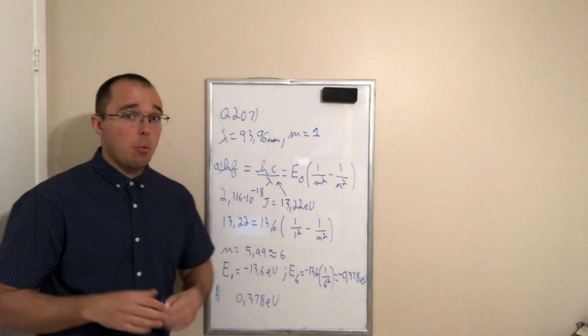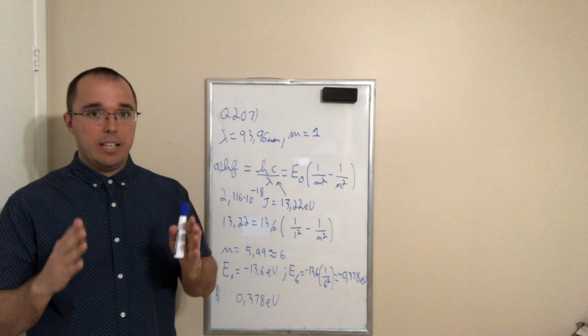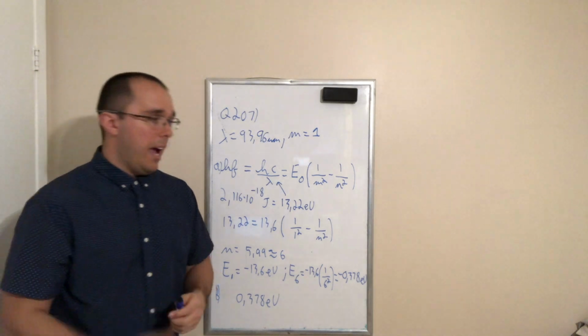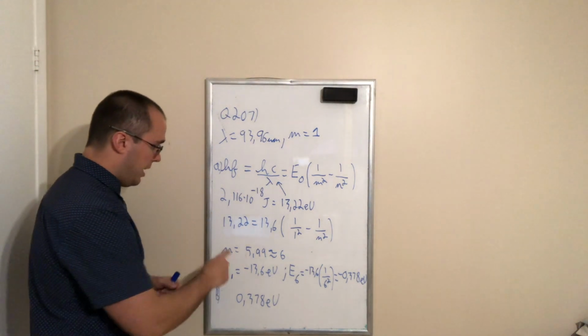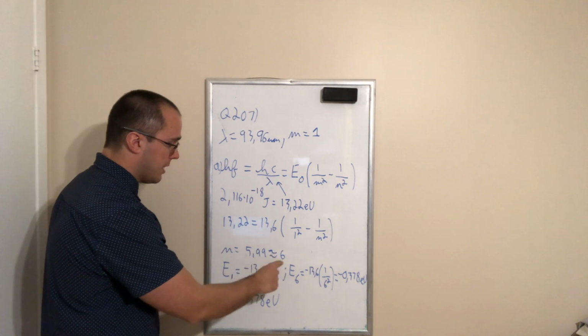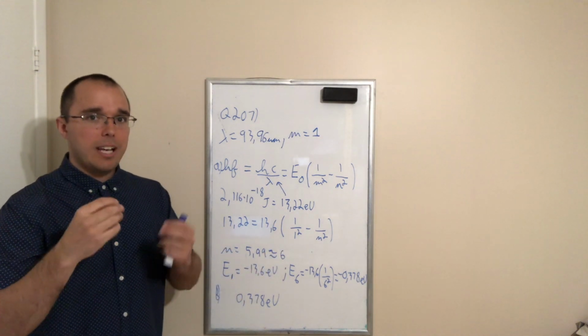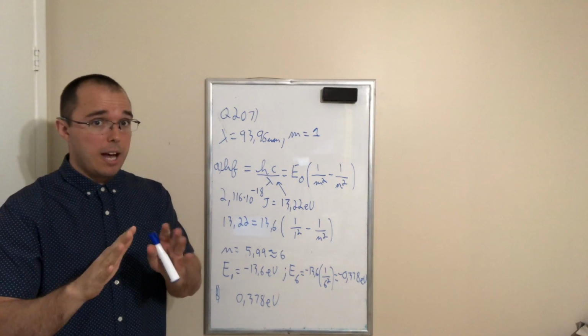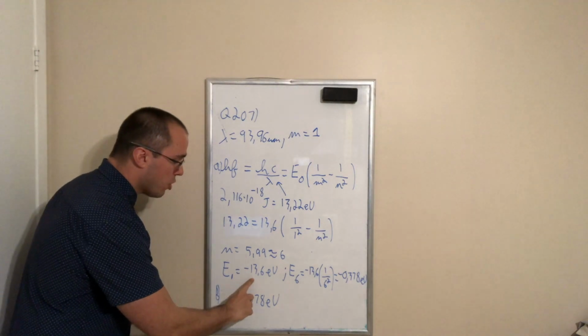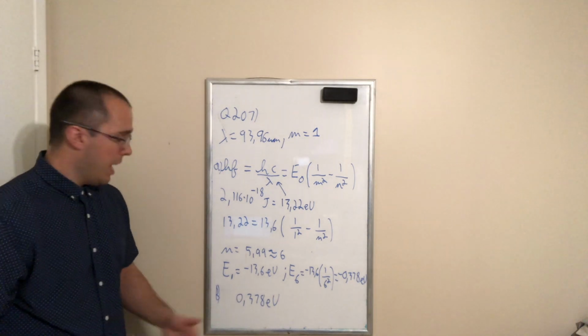Now, we are asked, what is the energy of the electron? Basically what we just found is that the electron will end up on the 6th level. Now, just to put this into perspective, in the ground state, the electron has an energy with respect to the atom of minus 13.6 electron volts.